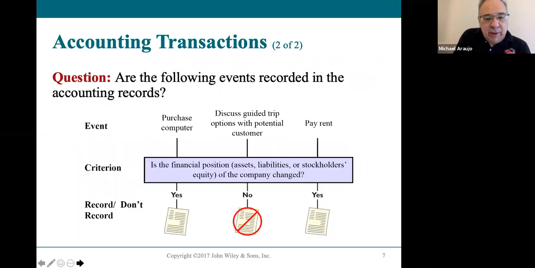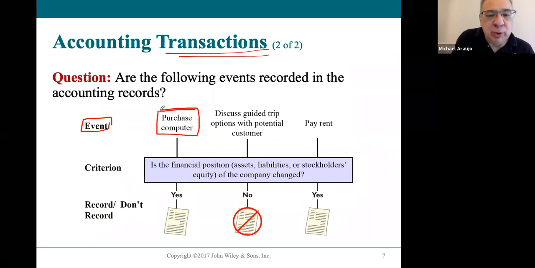And here we go. First of all, let's see if any of these events are indeed transactions. In order to be a transaction, it's an event that changed the financial position of the company as it was happening or after it happened, right? So let's take a look at the very first event here. It says we purchased a computer. We will look at that as purchasing computer equipment, right? They say yes, it is a transaction because it did change the financial position of the company.